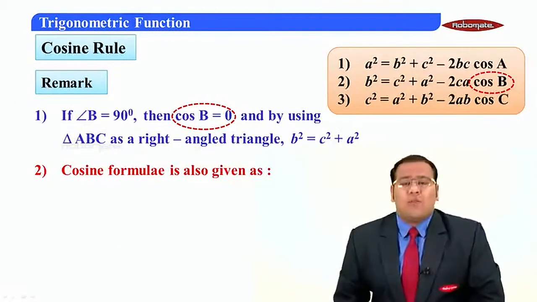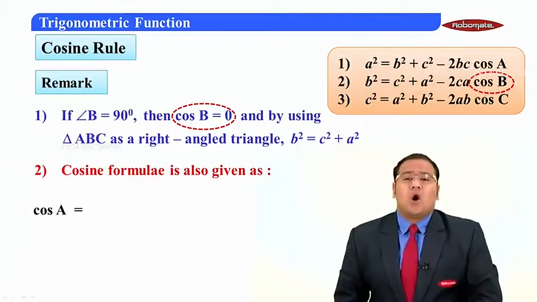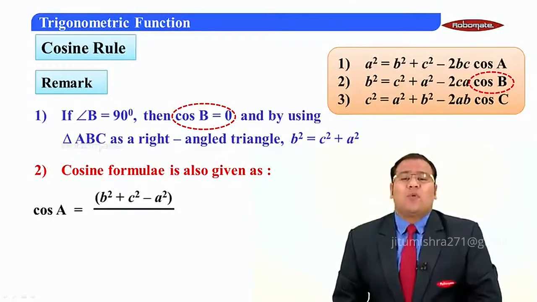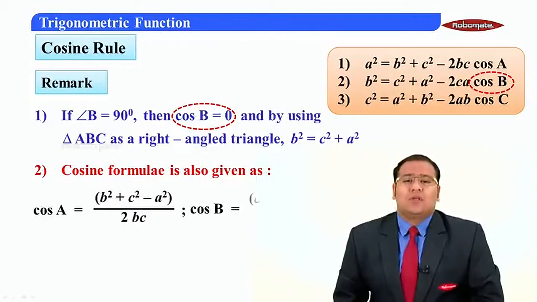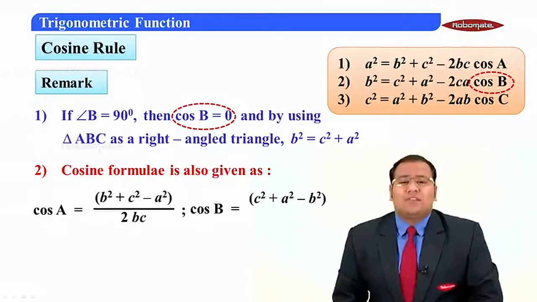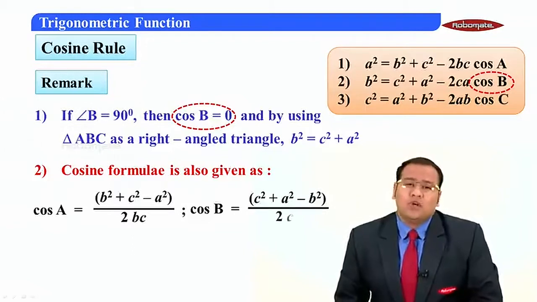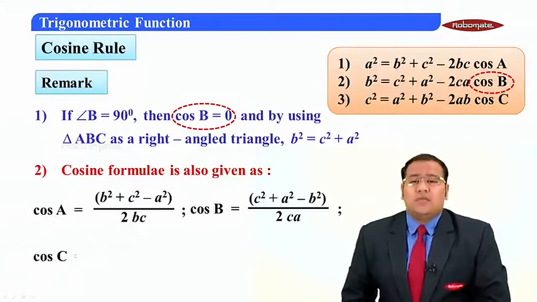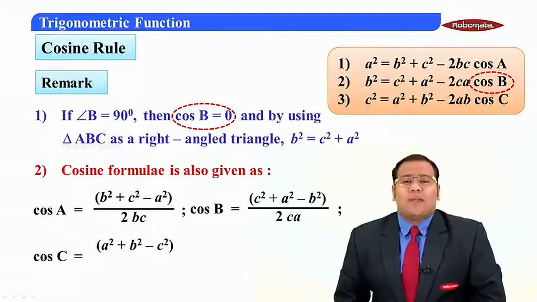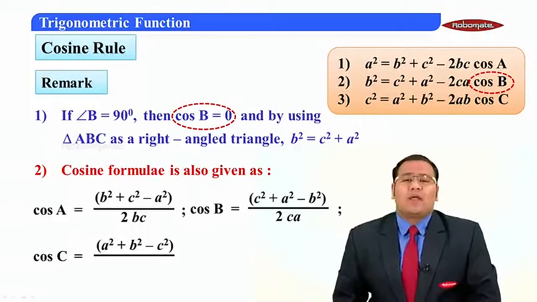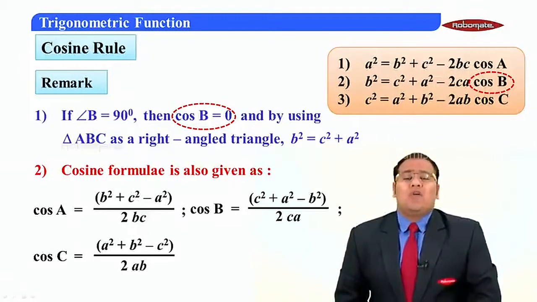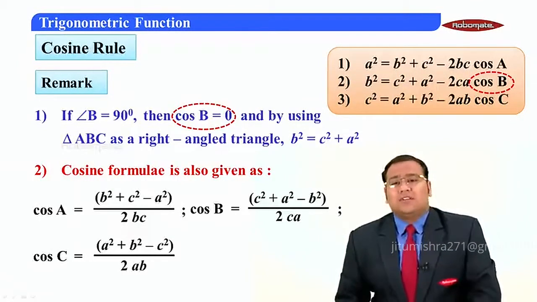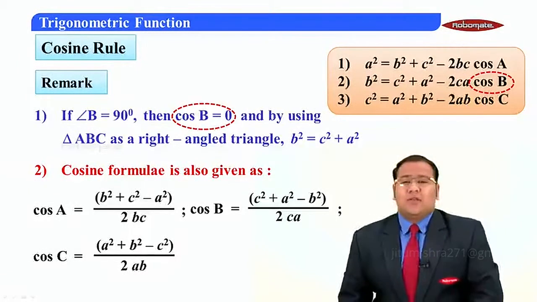Also, the cosine formula can be written as cos A is equal to b square plus c square minus a square upon 2bc. Cos B is written as c square plus a square minus b square upon 2ca. Cos C is written as a square plus b square minus c square upon 2ab. In other words, the square of the side opposite the angle whose cosine you have is subtracted on the right hand side.